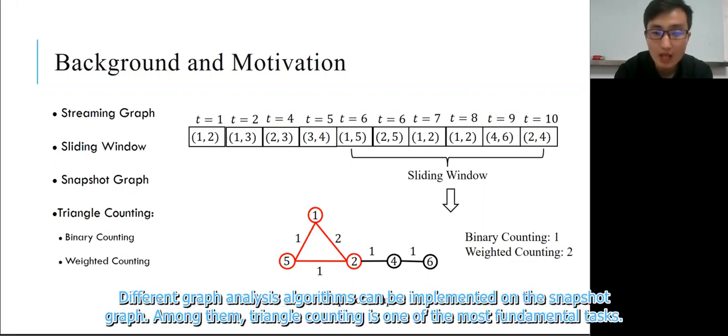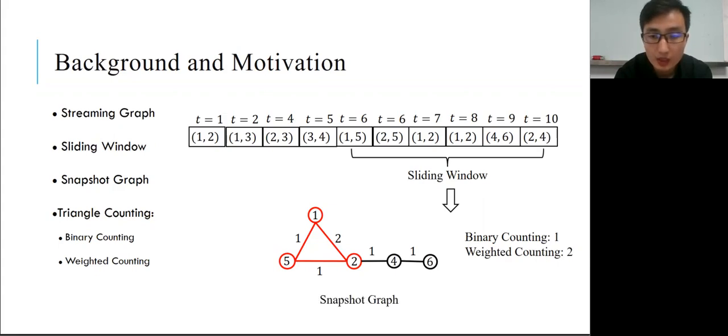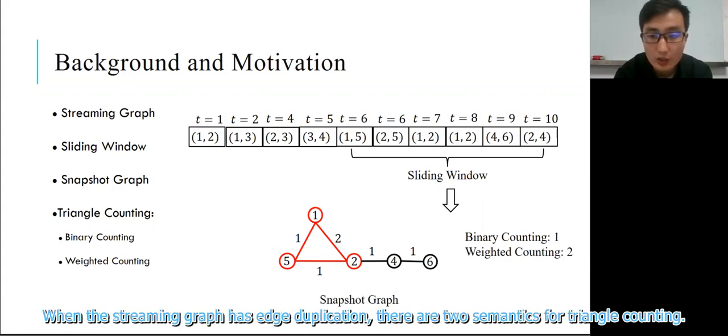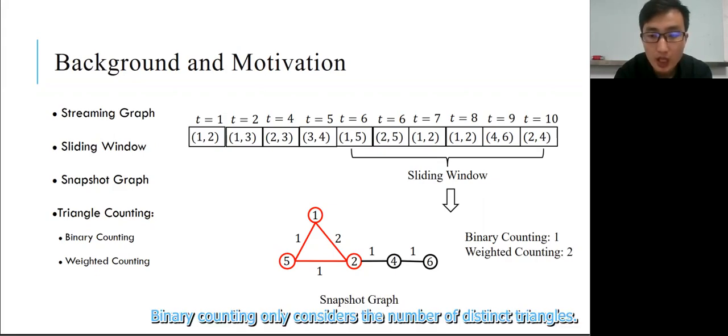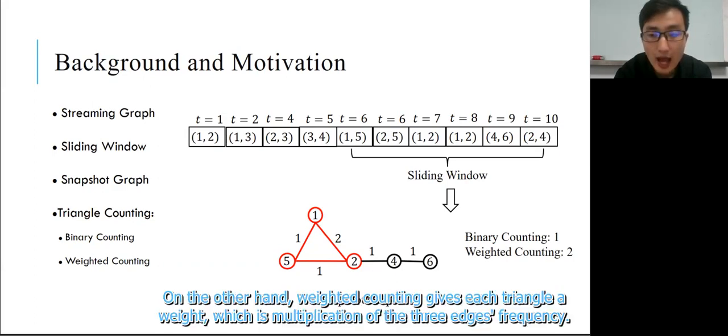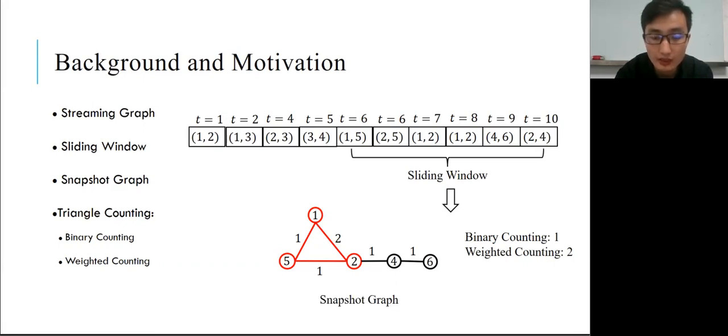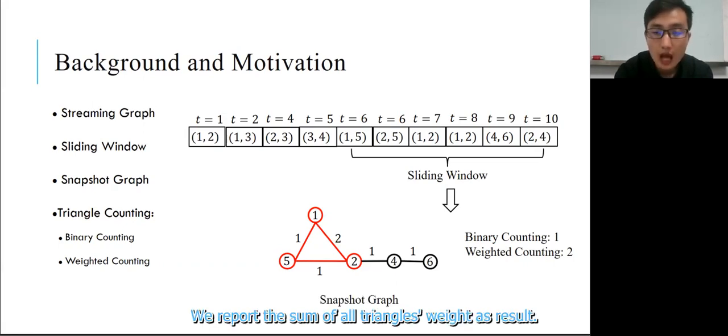Different graph analysis algorithms can be implemented on the snapshot graph. Among them, triangle counting is one of the most fundamental tasks. When the streaming graph has edge duplication, there are two semantics for triangle counting. Binary counting only considers the number of distinct triangles. On the other hand, weighted counting gives each triangle a weight, which is the multiplication of the three edges' frequencies. We report the sum of all triangle weights as a result.